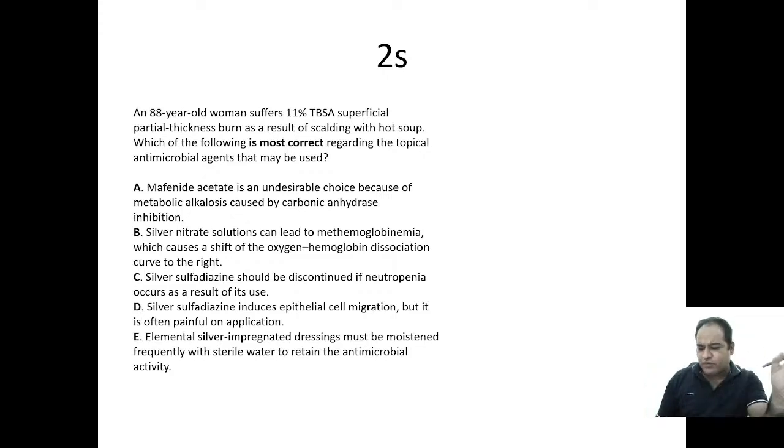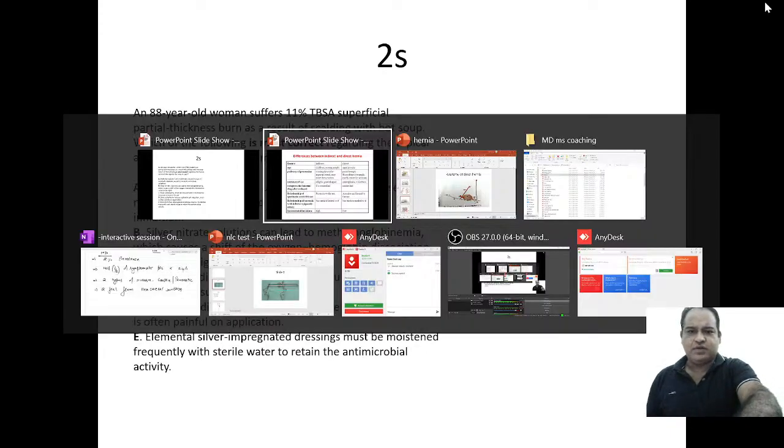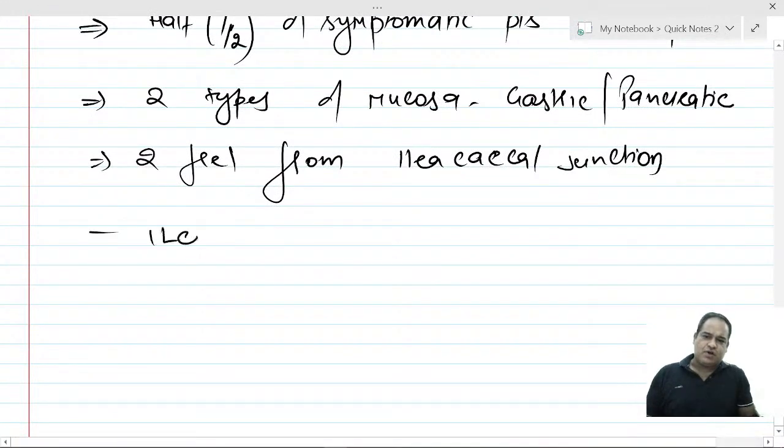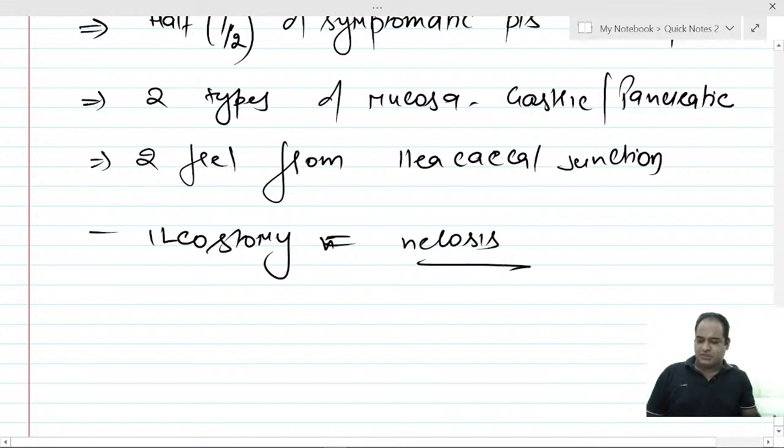No, no, you don't need to remember the flow rates of cannula. The earliest complication of ileostomy is necrosis. Earliest complication is necrosis.